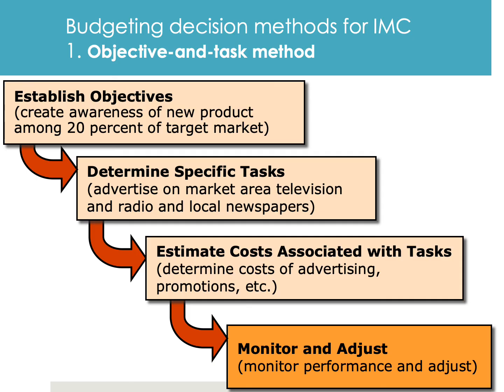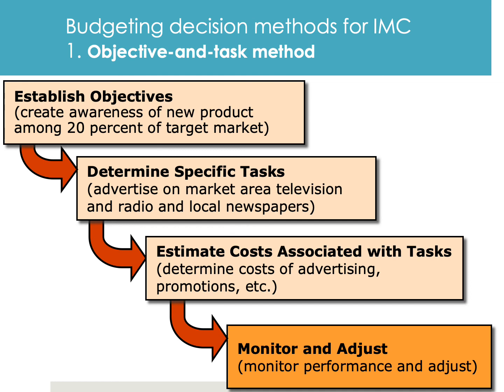The objective and task method determines the budget required to undertake specific tasks to accomplish communication objectives. To use this method, marketers first establish a set of communication objectives, then determine which media best reach the target market they're trying to reach, and how much it will cost to run the number and types of communications necessary to achieve the objectives. This process starts with setting the objectives, such as create awareness of the new product among 20% of the target market.